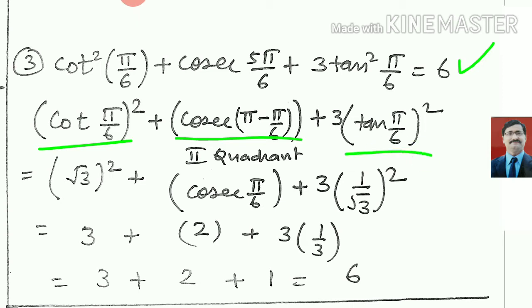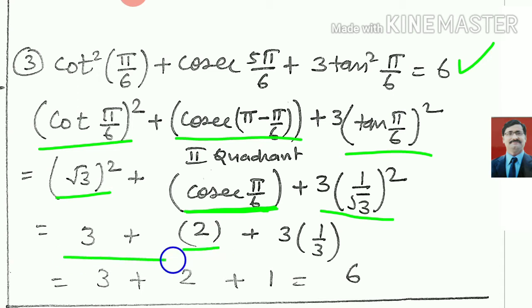Now pi by 6 means 30 degrees, and cot 30 is root 3. Cosec (pi minus pi by 6): minus means less than pi, and less than pi means the second quadrant, and in the second quadrant cosec is positive. On pi we do not make a change, so we have cosec pi by 6. Tan pi by 6 means tan 30 degrees, which is 1 upon root 3. So we get 3 bracket (1 upon root 3) whole square. Cosec pi by 6 means cosec 30 degrees, and cosec 30 is 2.